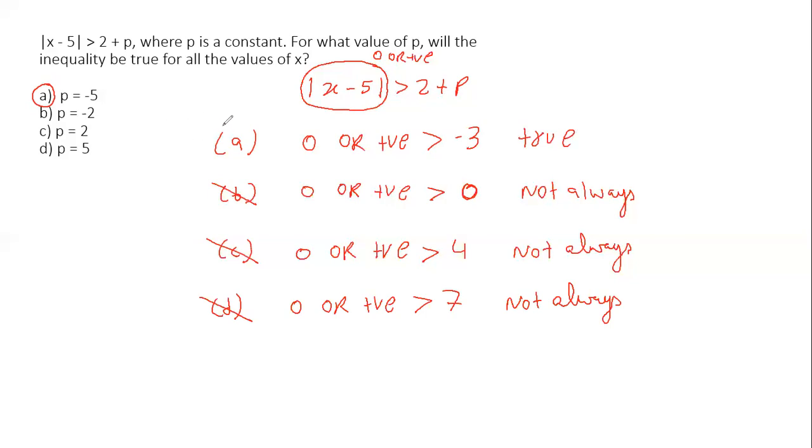Which of the following options is true? Option number A. So guys, that's how you do code your modulus. You just need to understand that the modulus is nothing but distance, and the distance can be 0 or it can be positive, but it will never be negative. So if I replace minus 5 in place of P, I'll get the right hand side as minus 3, and any which way, no matter whatever you do on the left hand side, it will always be greater than your right hand side, and hence this inequality will always hold true. So guys, I hope you understand this modulus.